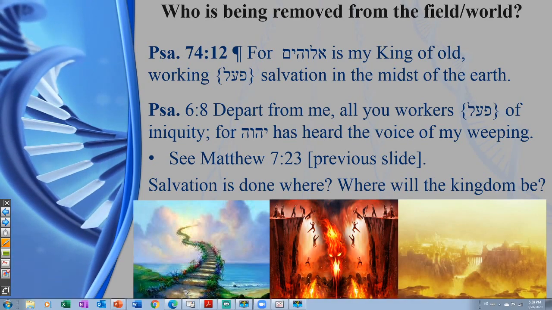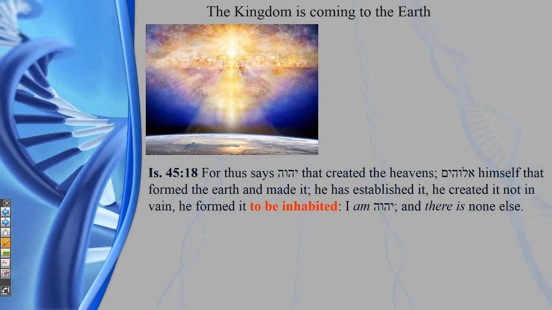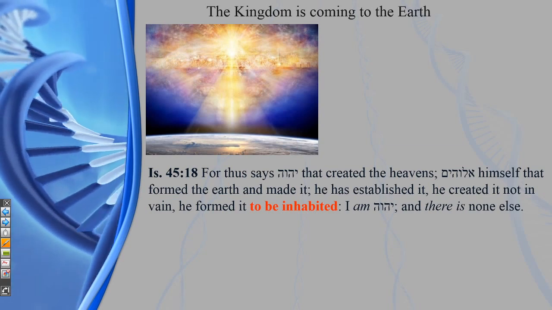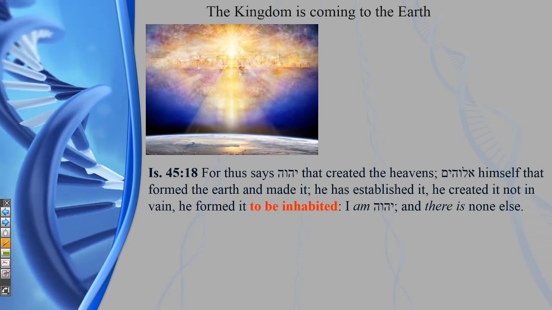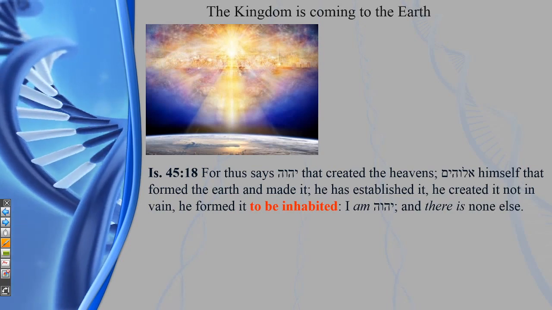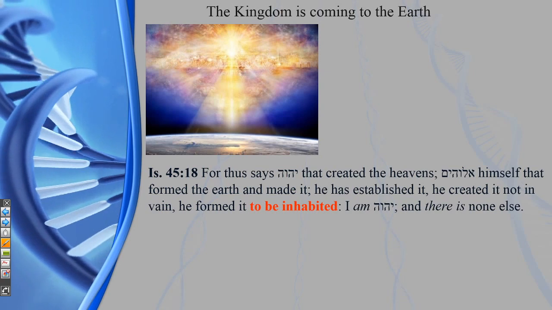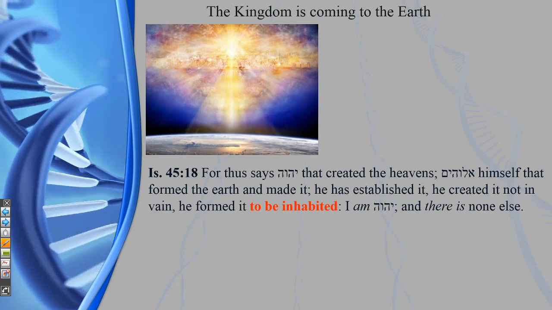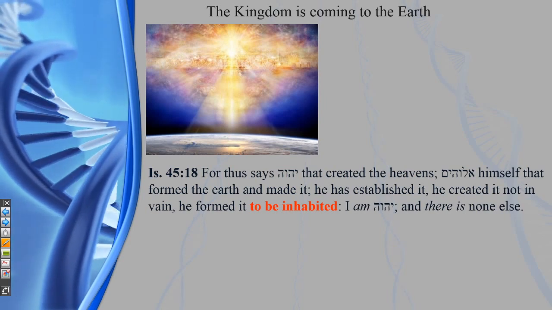Now, just to see if maybe this earth was not really useful for anything. The kingdom of heaven is coming to the earth. Isaiah 45:18 says, "For thus saith Yahuah that created the heavens, Elohim himself, that formed the earth and made it. He has established it. He created it not in vain, but he formed it to be inhabited. I am Yahuah, there is none else." Okay, it's coming down to the earth. Okay?